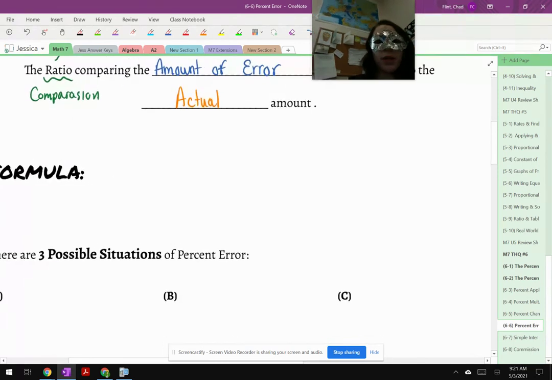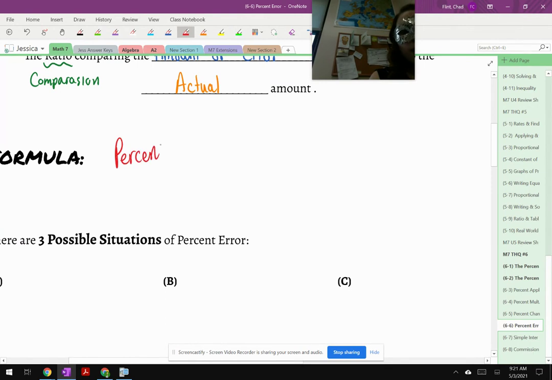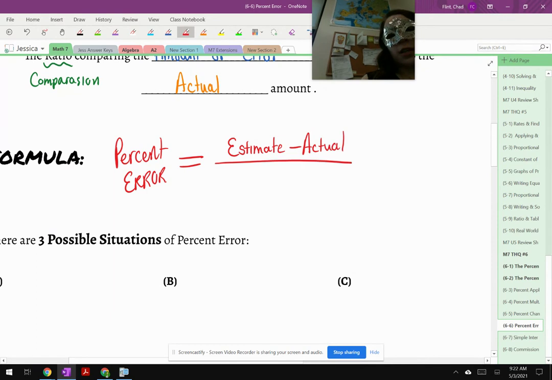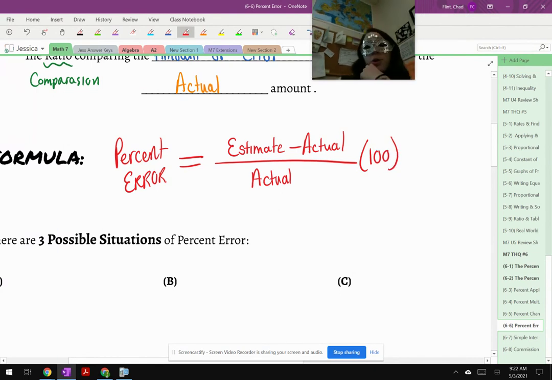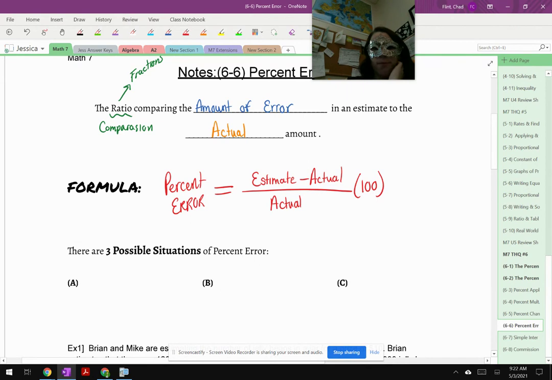So your formula for percent error that we're going to be looking at, your percent error formula, it's very, very similar to percent change, naturally, because these are very similar lessons. Instead of, percent change was new minus original. Percent error is going to be estimate minus actual divided by actual times 100. So our new took the place of the estimate, and our actual is taking the place of the original number from our percent change formula.